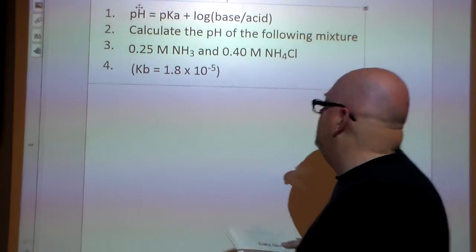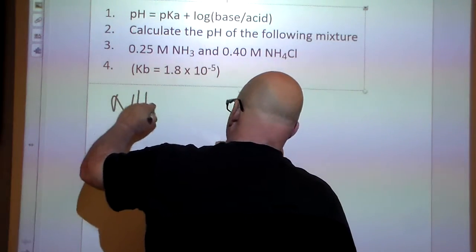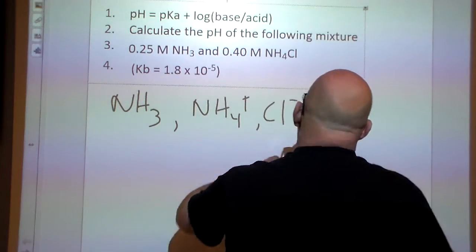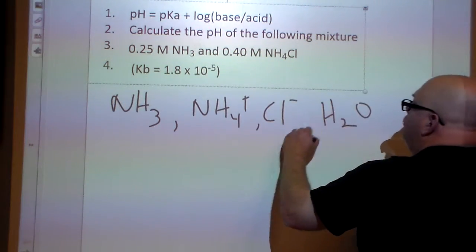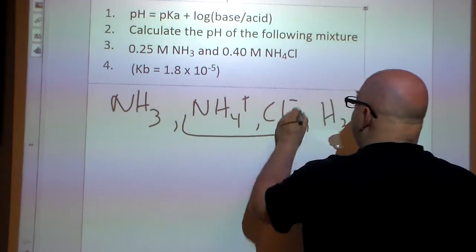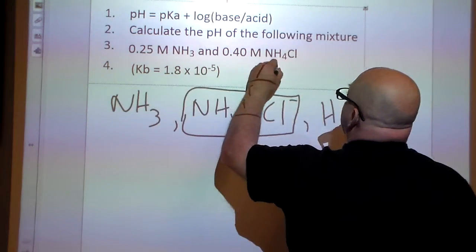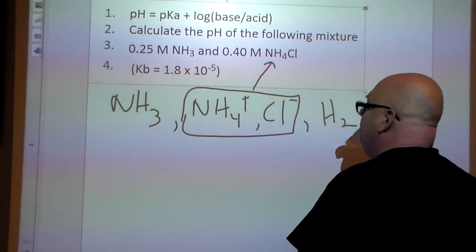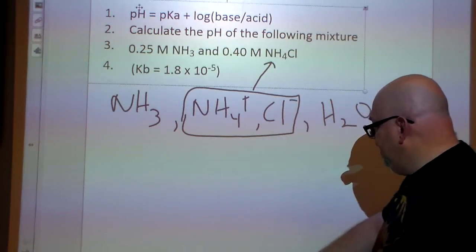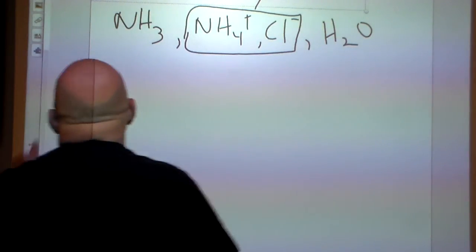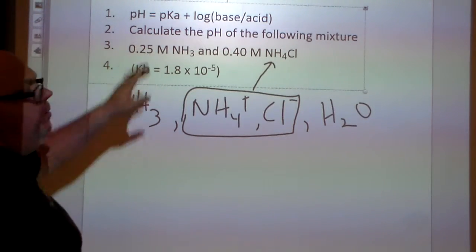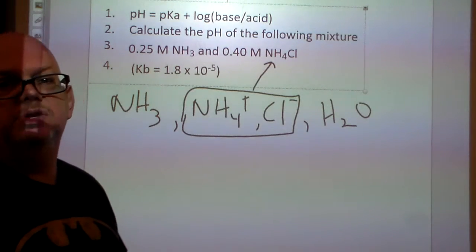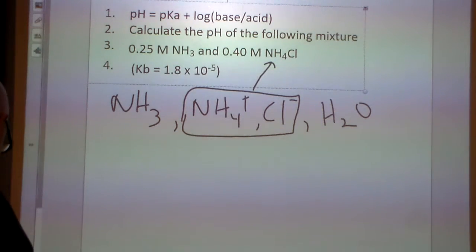What are the major species in our solution? Well, NH3, absolutely. The NH4+, the Cl-, and the H2O. Those are our main players. And of course, this basically comes from this when it's all broken up. So now that we've gotten that, let's identify a few pieces here. We're not going to use the ICE table this time around. We're going to try to use the Henderson-Hasselbalch method. I'm sorry if I mispronounced the name.